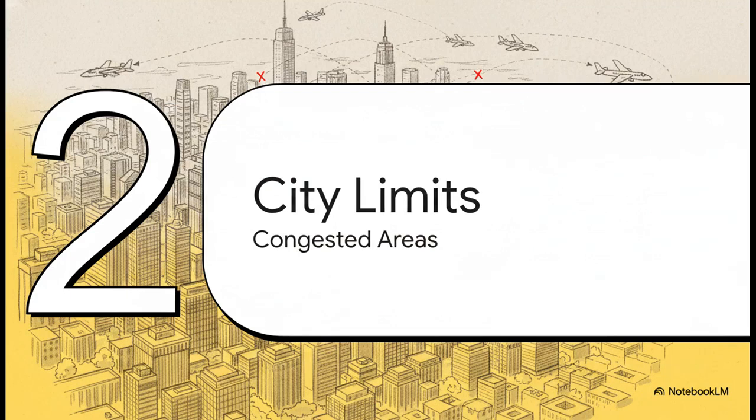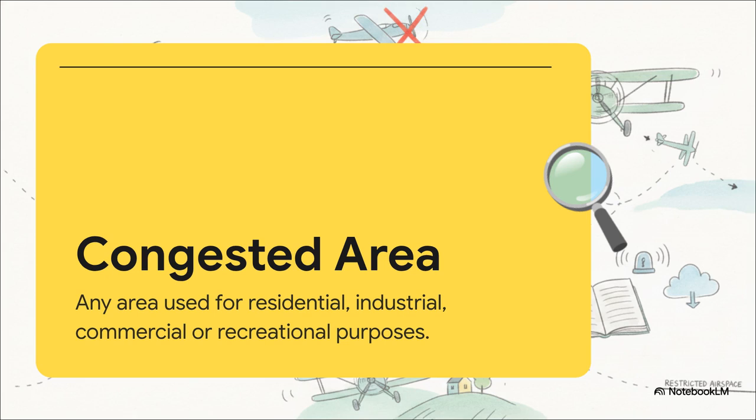Section 2. City limits, congested areas. Okay, so our flight has taken off and we're heading right over a bustling city. Notice the specific wording here. You absolutely need to memorize this exact definition because, trust me, it pops up on the test all the time. What's really interesting is that a congested area isn't just a city center packed with skyscrapers. It's literally any area of a city, town, or settlement substantially used for residential, industrial, commercial, or recreational purposes.